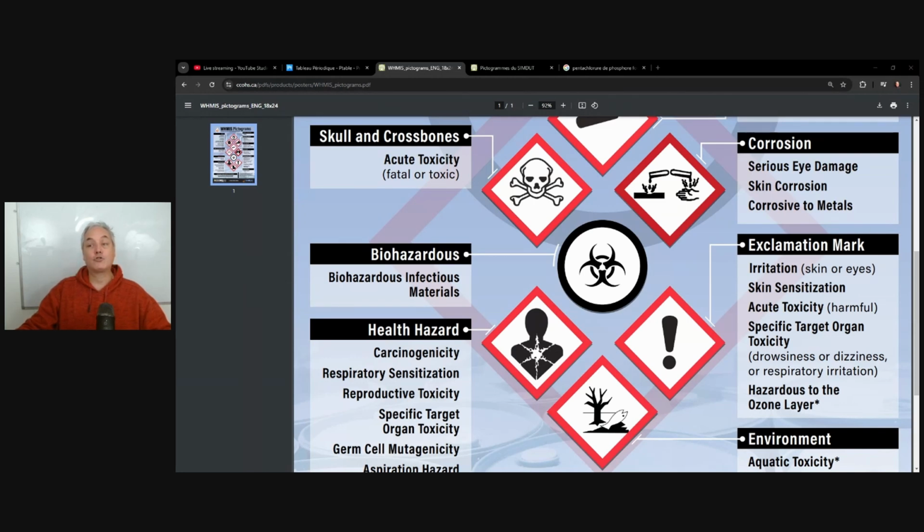We also have corrosion, so acids and bases in high concentration. We have this one here for biohazardous materials, for people doing research on viruses and bacteria that are harmful for humans.